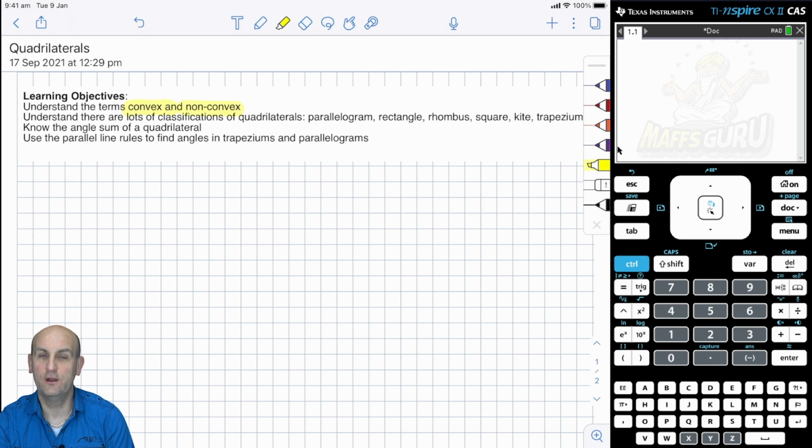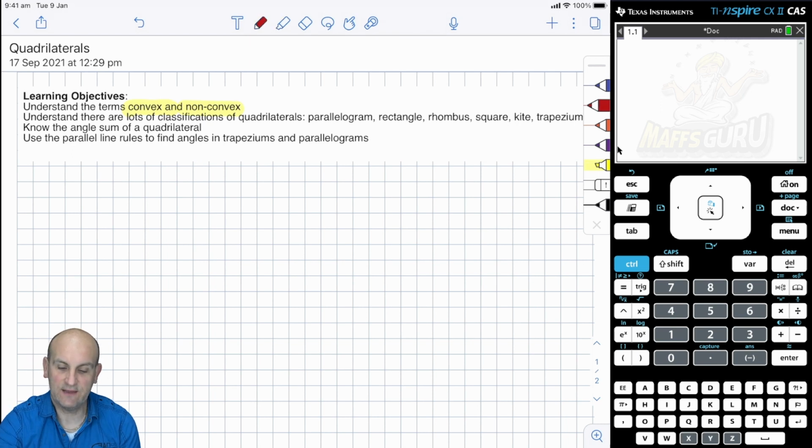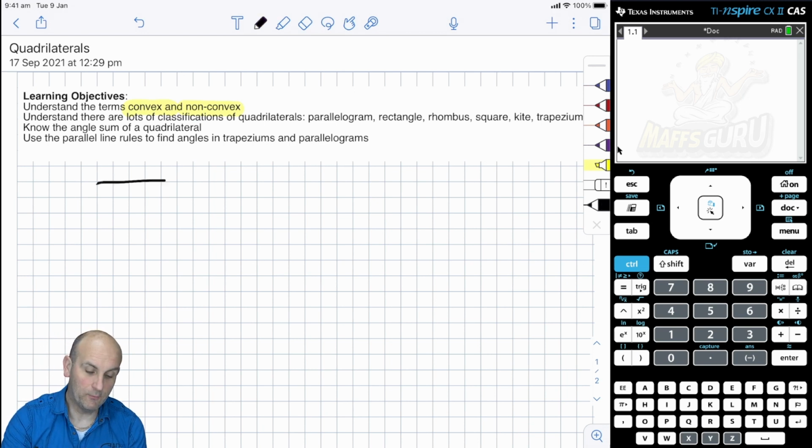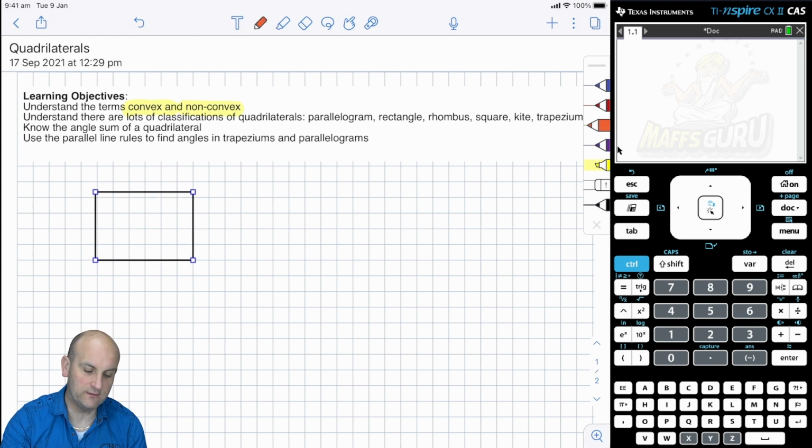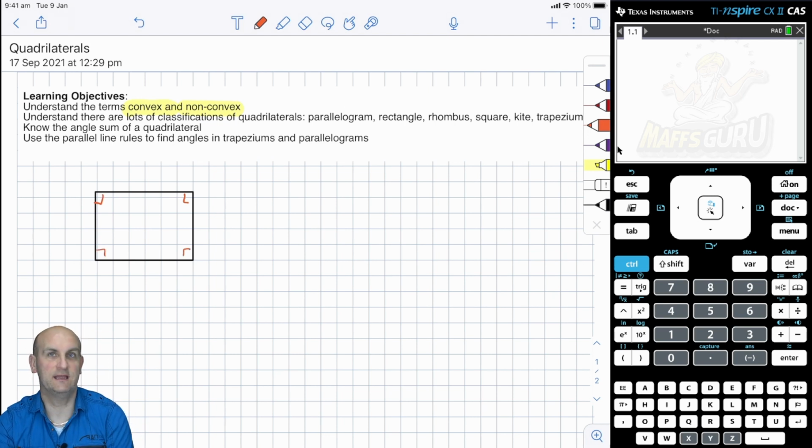Convex and non-convex. Now it's weird, isn't it? Because everyone thinks that a quadrilateral all gets drawn the same way. There we go. Four beautiful sides, all straight, right angles in the corner. Right angle, right angle, right angle, and right angle, and that's a quadrilateral. But in fact, it isn't. A quadrilateral is any four-sided shape.